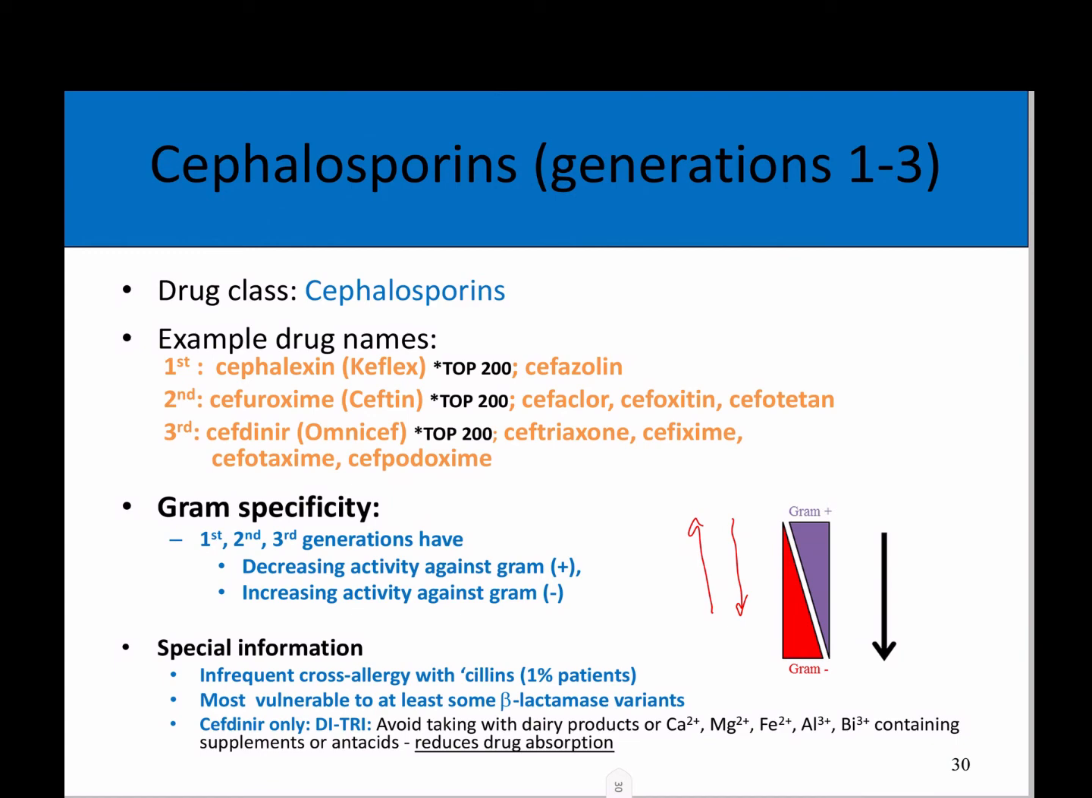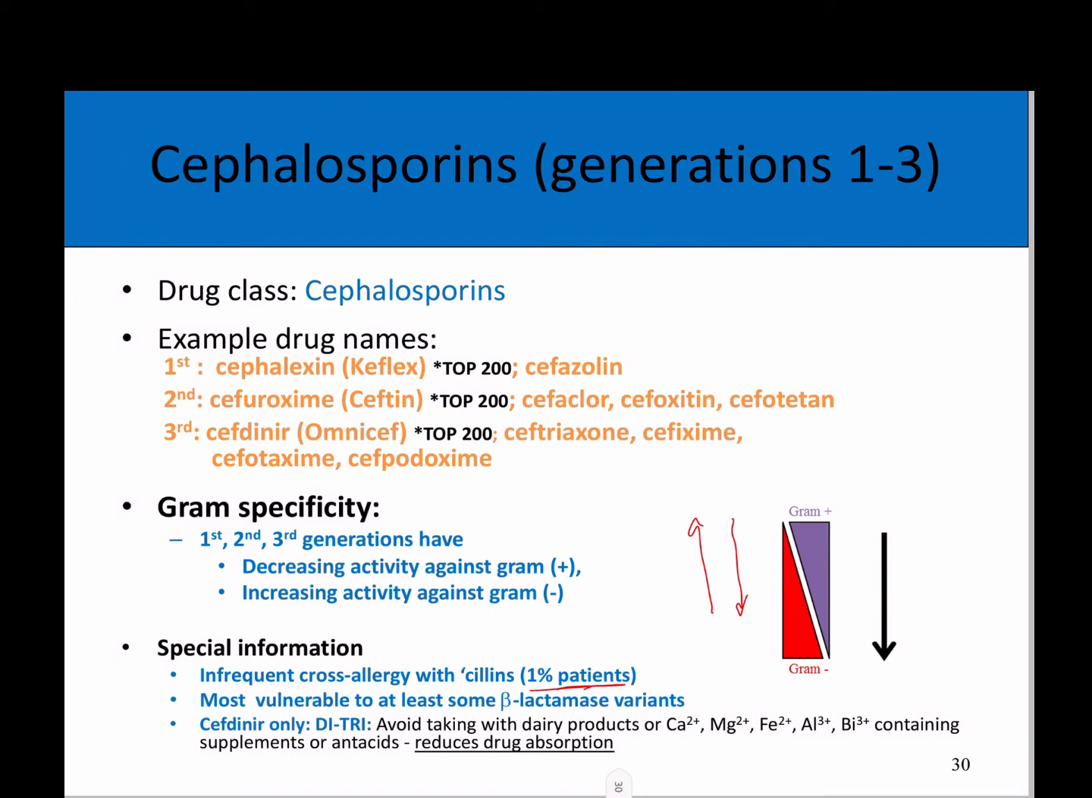You also want to know that while these have a beta-lactam group, that group is more hidden. So while you can have cross-allergy with penicillins, it's less common. Only about 1% of patients are going to have a cross-allergy between penicillins and cephalosporins in these first generations. They're also, as far as cephalosporins, fairly vulnerable to at least some beta-lactamases.